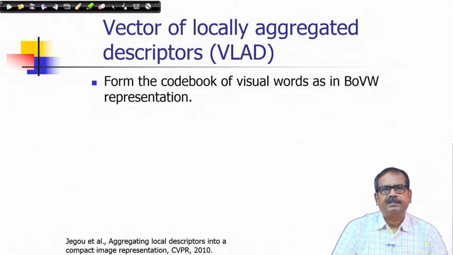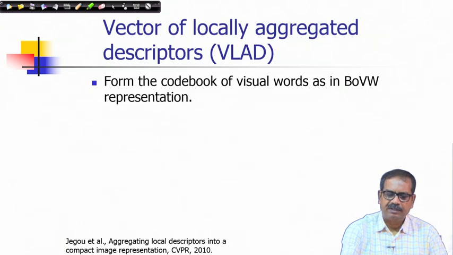So, the first step is similar. You have to form the code book of visual words as you did in the bag of visual words representation. Which means that once again you should take a set of images, extract the key points for each image, and at each key point again form the feature descriptors. You will get a set of feature descriptors and then perform k-means clustering on those feature descriptors and get k visual words, which is the bag of k visual words that you derive in the first step.